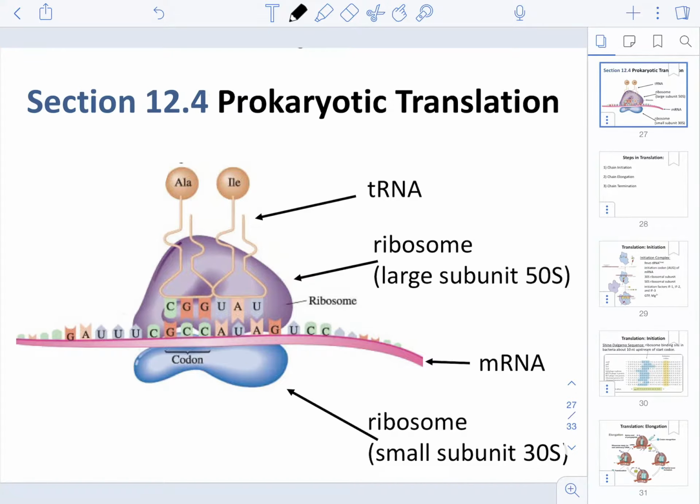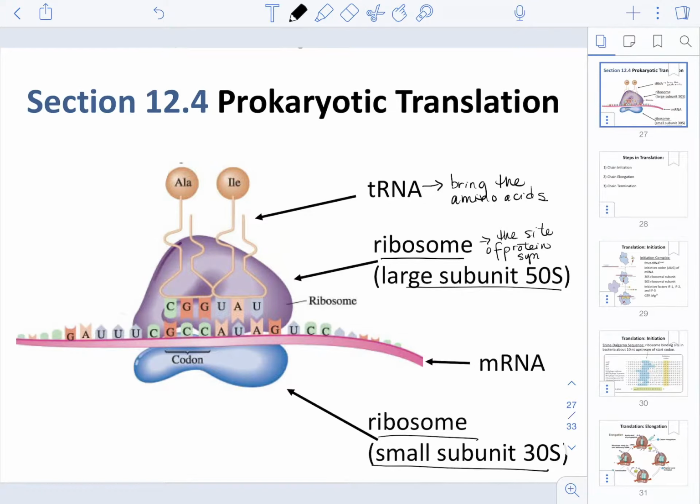In order for translation to occur, we need a tRNA molecule, and the role of the tRNA is to bring the amino acids. The ribosome, which contains a large subunit and a small subunit, is going to be the site of protein synthesis. That's where we're going to be making the amide bonds.